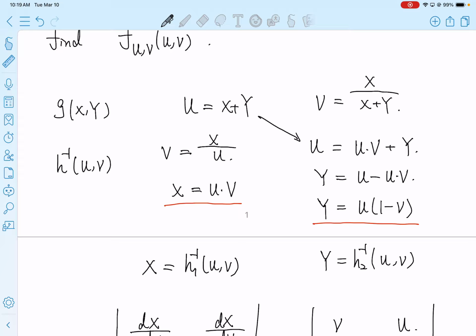And then for the second, g2, when you input x and y on the right-hand side, you will get the v by definition.